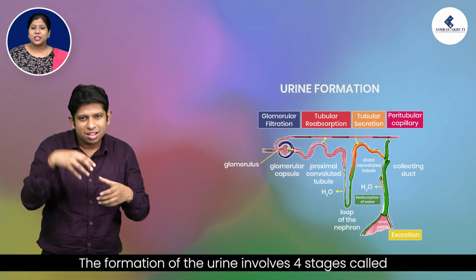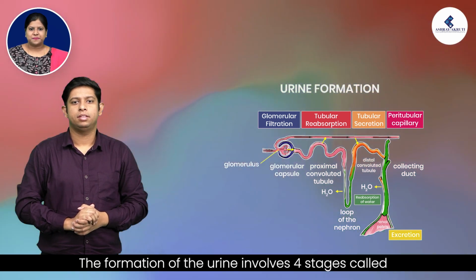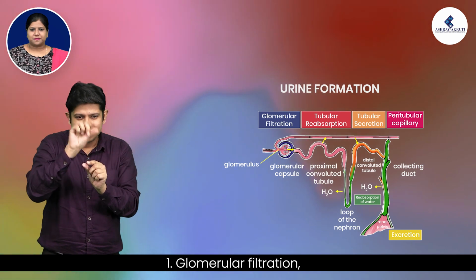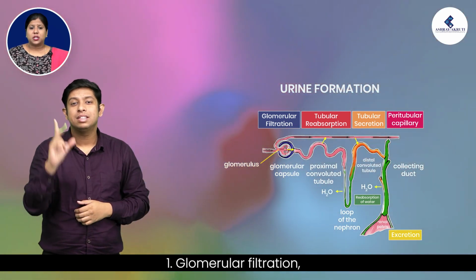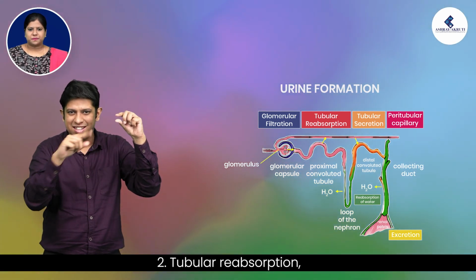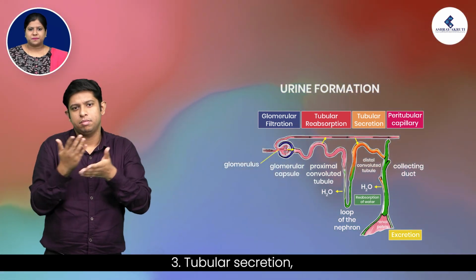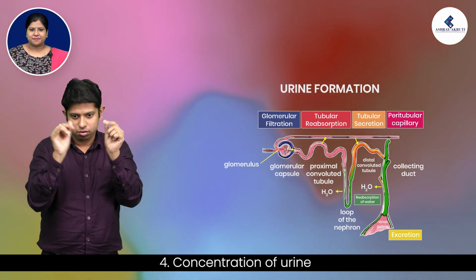The formation of the urine involves 4 stages called glomerular filtration, tubular reabsorption, tubular secretion, concentration of urine.